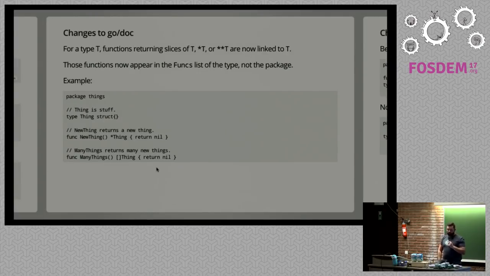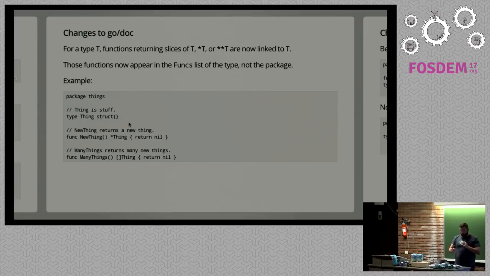Also, there's changes to GoDoc. This is a change that is in between the standard library and also tooling. It's a little bit on both sides. Basically, until now, you know that in the documentation, when you have a new foo that returns a pointer to foo, when you look at the documentation, you see it tied to the foo type, right? You see foo and new foo. But if you are returning a slice of foos, that was not tied to it. Now it is.